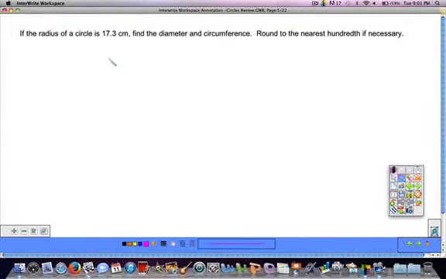If the radius of a circle is 17.3 centimeters, so the radius is this, we want to find the diameter and the circumference. Uh-oh, it tells me round. So that probably is a big hint that I'm going to have a decimal answer. It did not ask for the exact radius or the exact diameter, so it's telling me that decimals are okay.